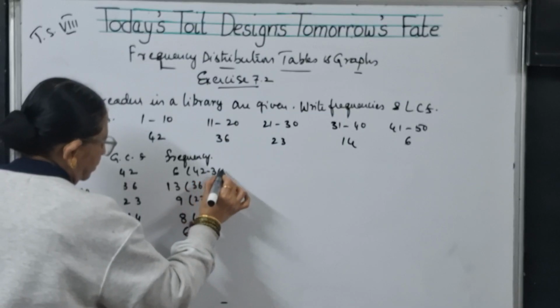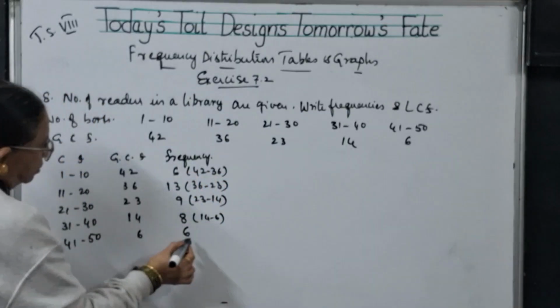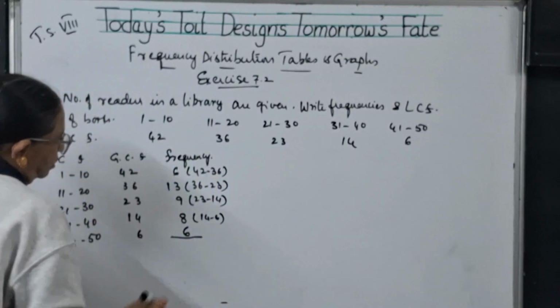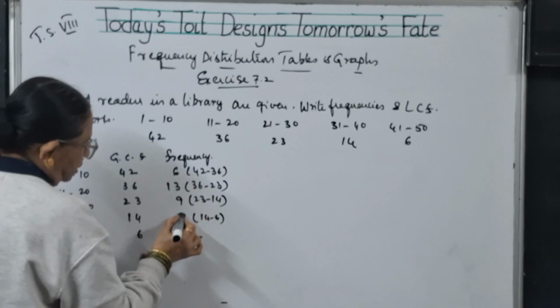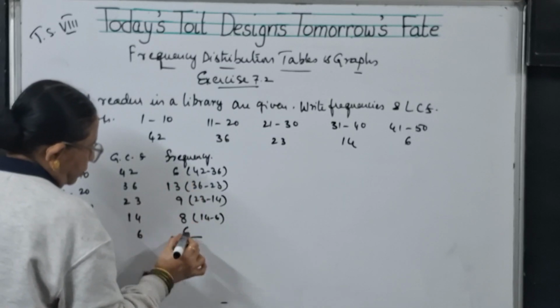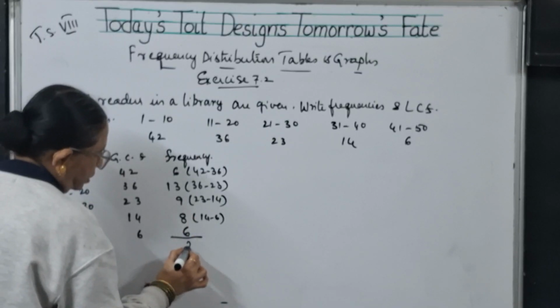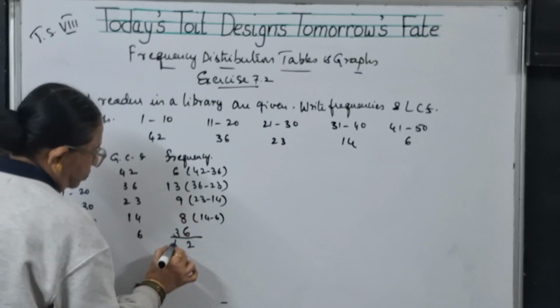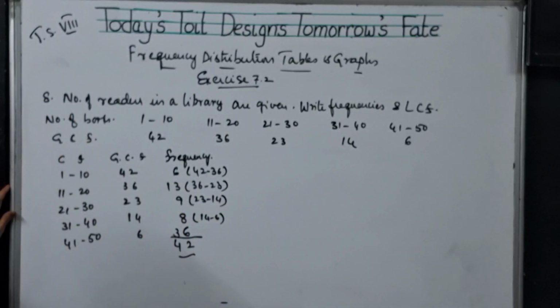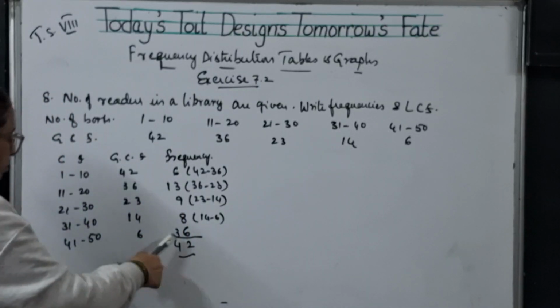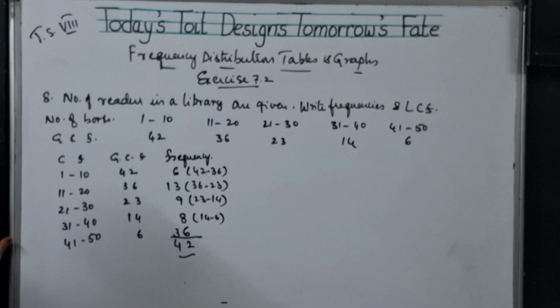So let us add this: 9, 10, 11, 12, 18, 19, 20, 26, 32, so it is 42. So these two are same. So our frequency is same. So from greatest value we have done.